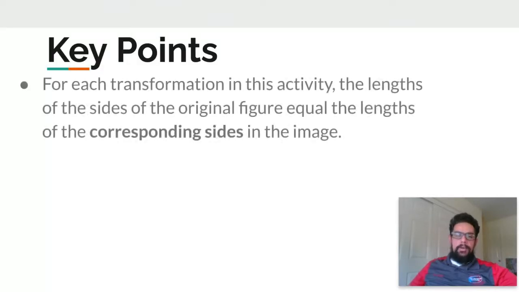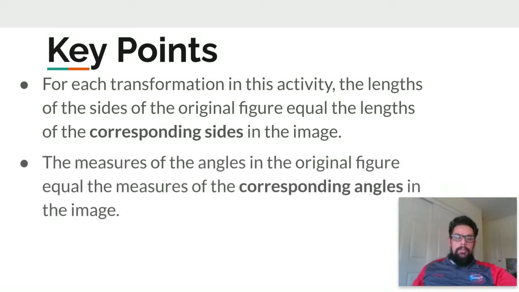Okay, and the key points of our lesson: for each transformation that you were doing in GeoGebra, the lengths of the sides of the original figure are equal to the lengths of the sides in the image. So when we did the translation, the rotation, and the reflection, the side lengths were the same in the original and the corresponding ones in the image. The measures of the angles in the original figure equal the measures of the corresponding angles in the image. Same goes here. When we did the translation, the rotation, or the reflection, the corresponding angles had the same measurement in both the image and the original.